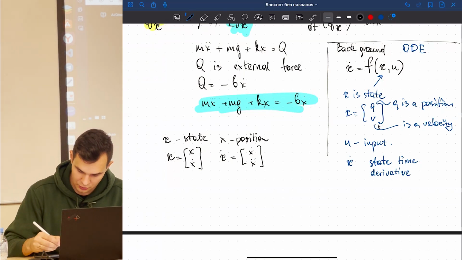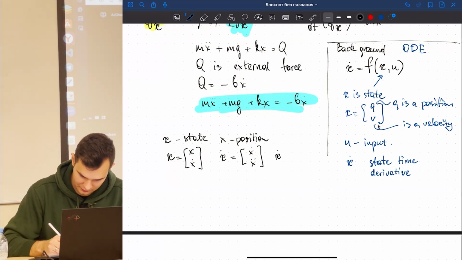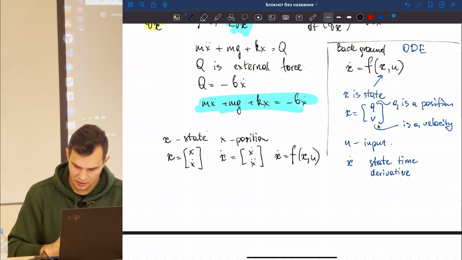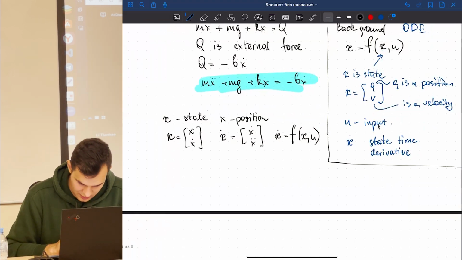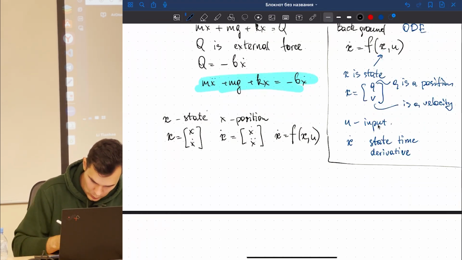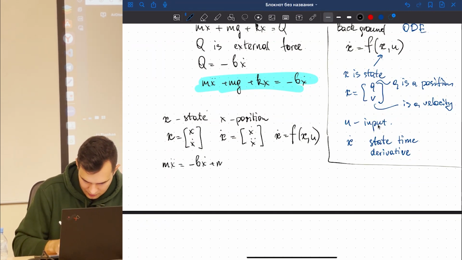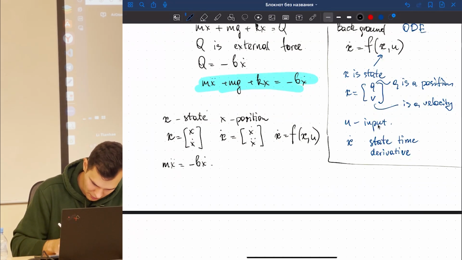So we need to write something like the equation on the right side of this slide. We need to do the following: m x double dot equals minus b x dot minus m g minus k x.